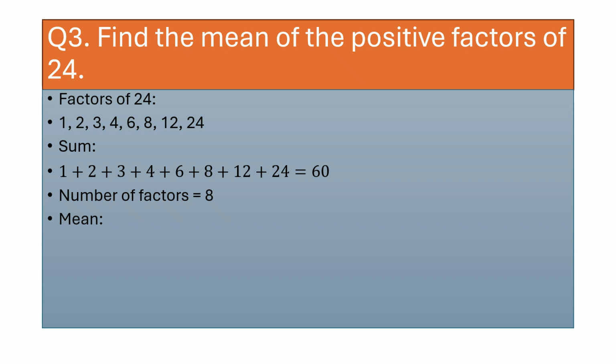How do we find the mean? You can pause the video and try to solve yourself. So your answer will be 60 divided by 8 will give you 7.5. And the final answer, that is the mean of the positive factors of 24, is 7.5.